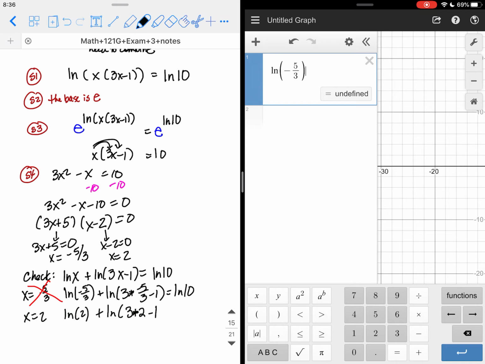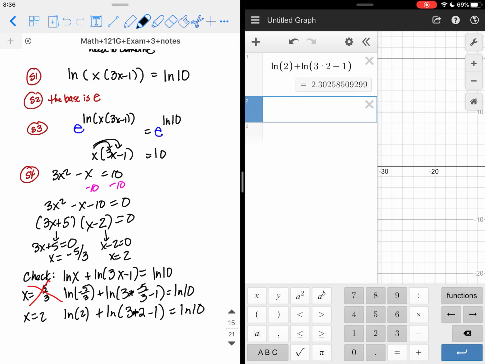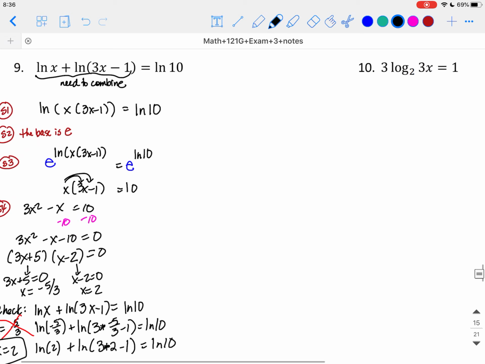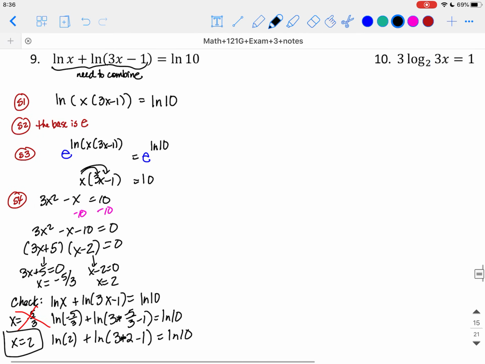3 times 2 minus 1. And I want to know if it's going to be equal to the ln of 10. So here I go. It's going to be ln of 2 plus the ln of 3 times 2 minus 1. And I get that answer. And I need to see if it's going to be the same as the ln of 10. And it is. So x equal 2 works. All right.